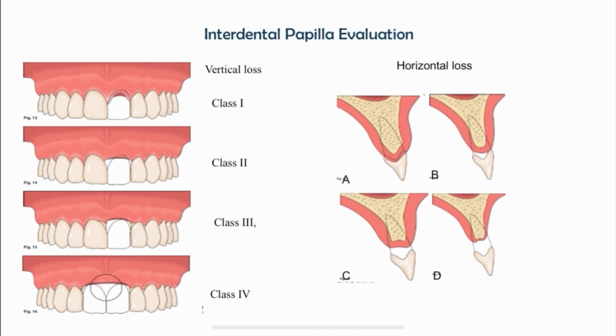For the horizontal loss, Class A means an intact or slightly reduced buccal tissue. Class B is when we have a limited loss of the buccal tissue. Class C is severe loss of the buccal tissue, and Class D is extreme loss of the buccal tissue, often associated with limited amount of attached mucosa.